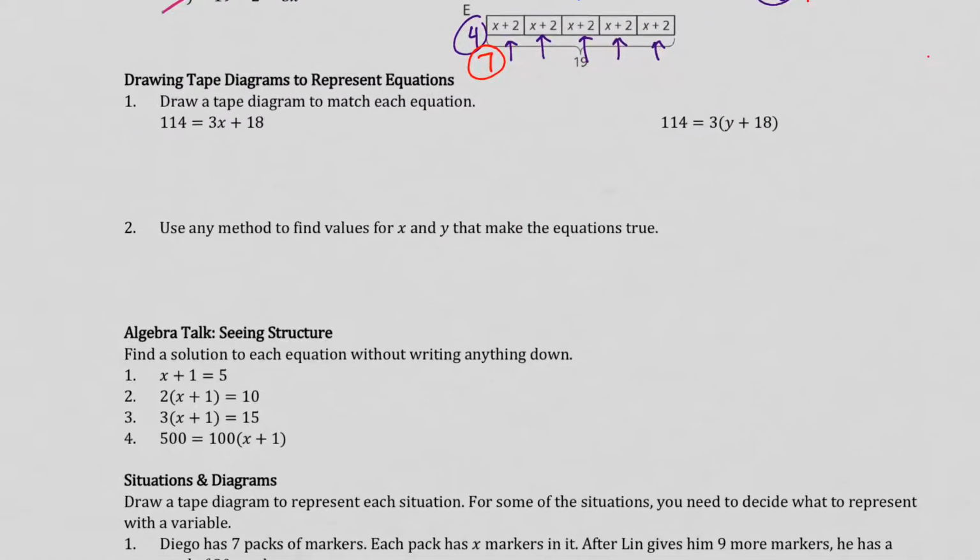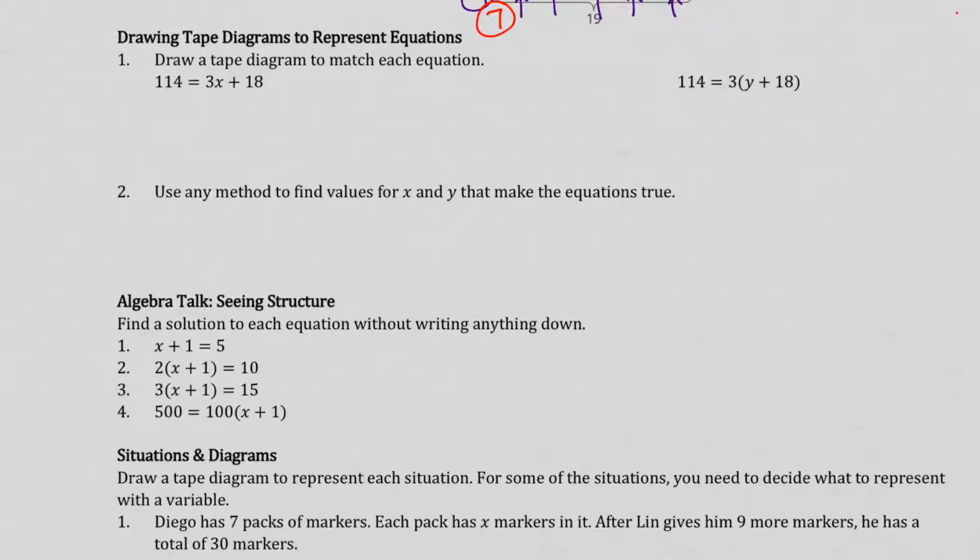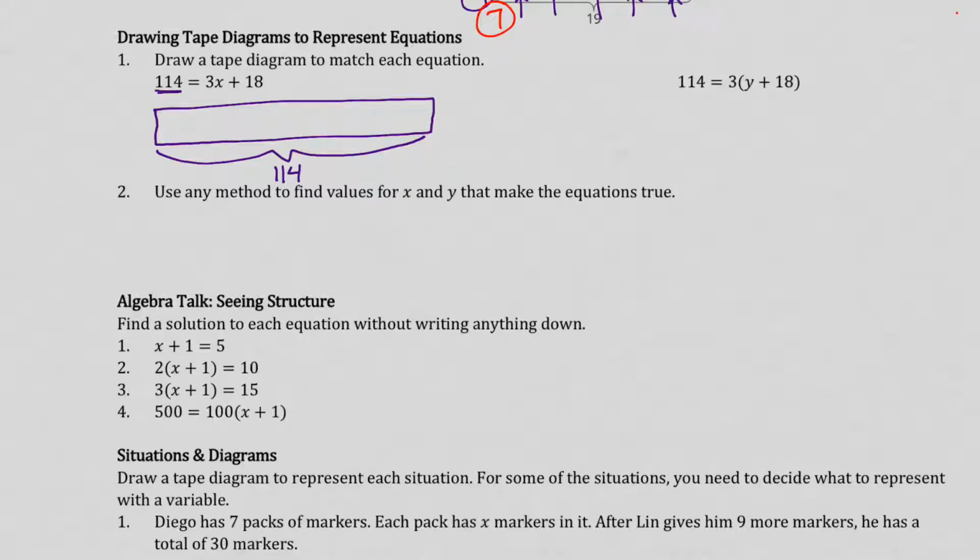Alright, so let's go down to the next section. Draw a tape diagram to match each equation. So we need a long box, and we need to say that it totals something, right? And that total should be 114, because that's what it equals. Then we have 3x plus 18. So we should have 3 boxes that are all labeled x, right? And then there's the plus 18 more. And that's your picture. Okay, not too hard.